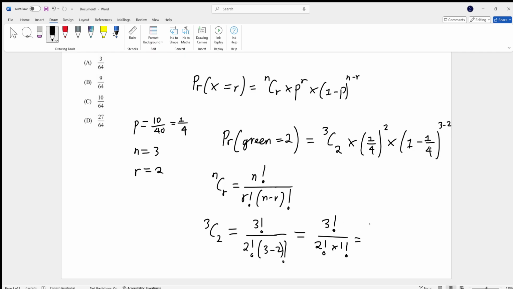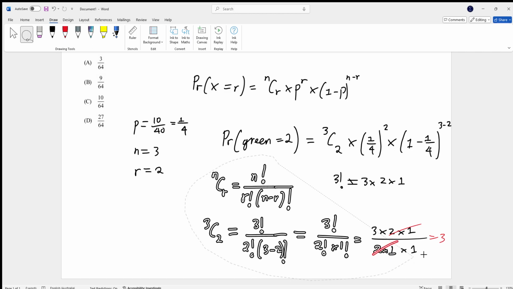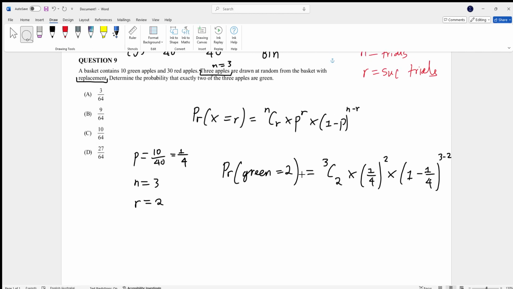3 factorial means 3 times 2 times 1. So here we can write that as 3 times 2 times 1. 2 factorial is 2 times 1. And then 1 factorial is just 1. We can see those cancel out completely. So we get 3 over 1 for 3 choose 2. So here we can now replace that with 3.